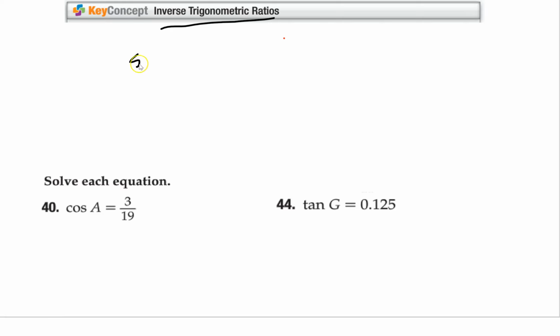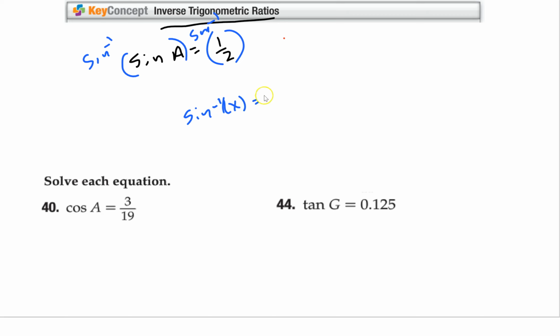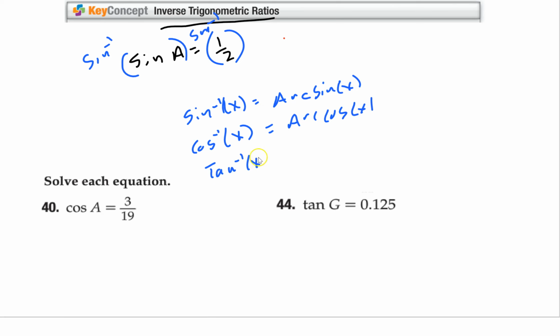So if we want to get rid of sine, if I have sine of a equals, let's say, 1/2, we're going to do what's called inverse sine. So we're going to take the inverse sine of both sides. Inverse sine, just for you to know, is also known as sine to the -1 power, is also known as arc sine. Don't ask me why. Same thing goes for all of them. Instead of writing cosine inverse, you could write arc cosine. The same thing for tan. So these are the exact same thing.